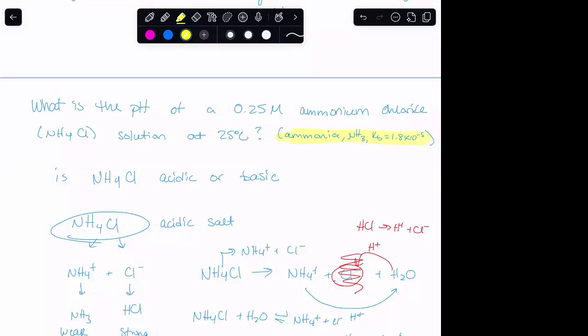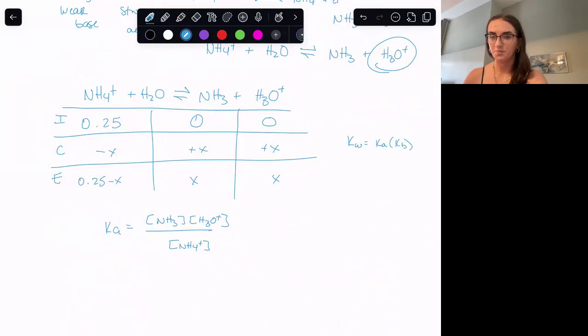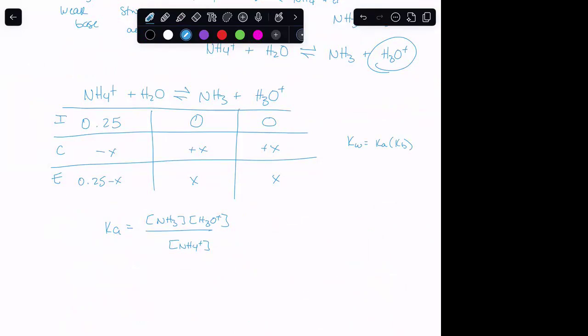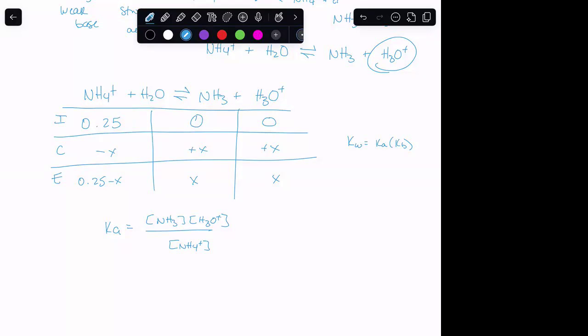It's 1 times 10 to the negative 14 divided by the Kb value. Yep, so how you did that was we said Kw is equal to Ka times Kb. I have one more question. So I thought that the H3O was interchangeable with OH, right? No, H3O plus is interchangeable with H plus. Oh, okay. That makes sense. Yes. Okay, thank you.